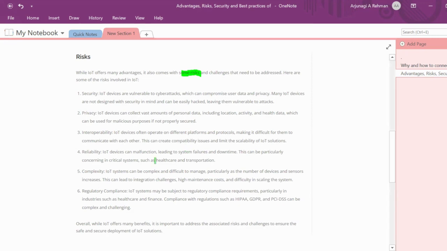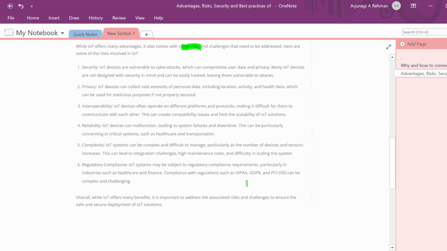Fourth point is reliability. IoT devices can malfunction, leading to system failures and downtime. This can be particularly concerning in critical systems such as healthcare and transportation. So here you can think of it like, if you have many devices, this can lead to malfunctioning of more devices.